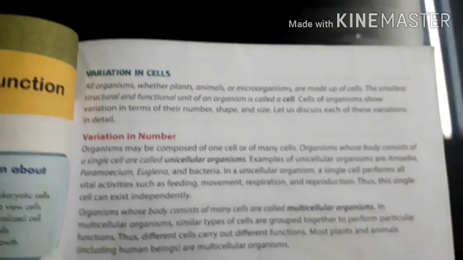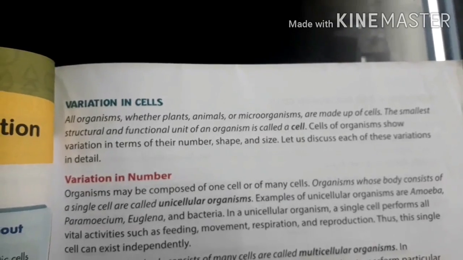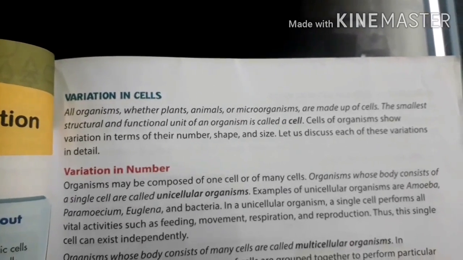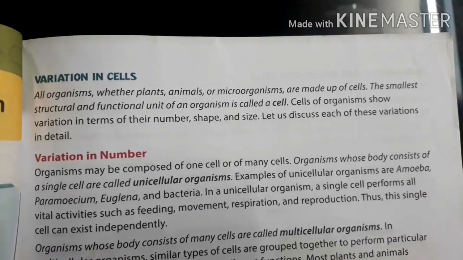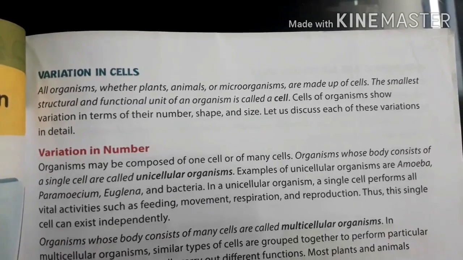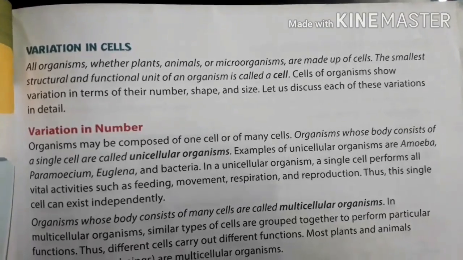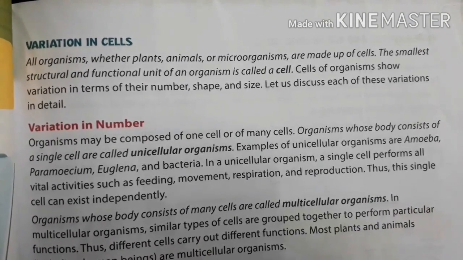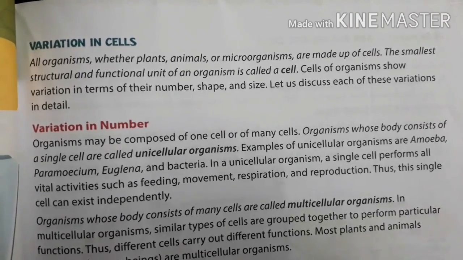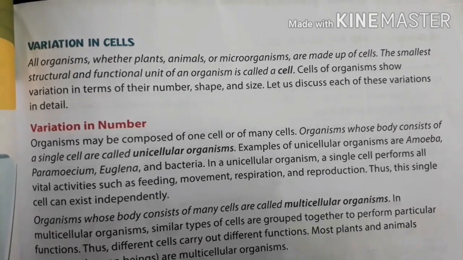Now, variation of cells. Cells will be of different types. All organisms, whether plants, animals or microorganisms, are made up of cells. The smallest structural and functional unit of an organism is called a cell. So what is a cell? The cell is the structural and functional unit of an organism.